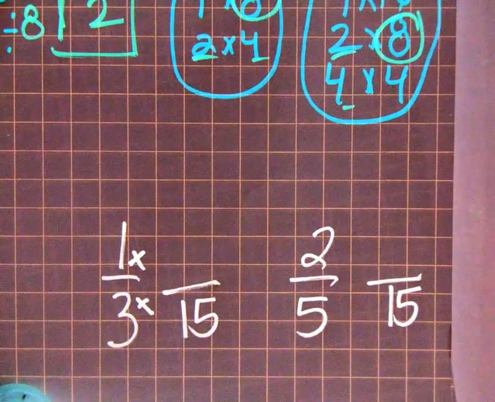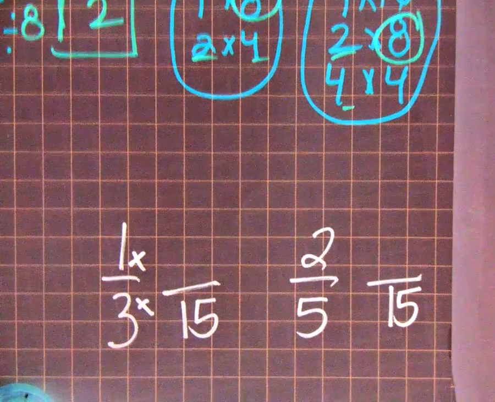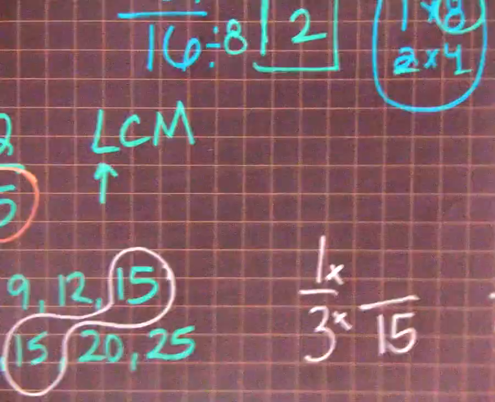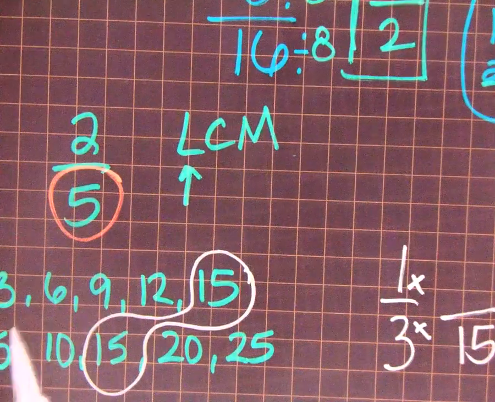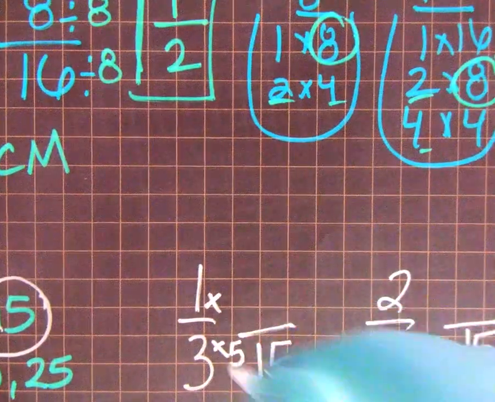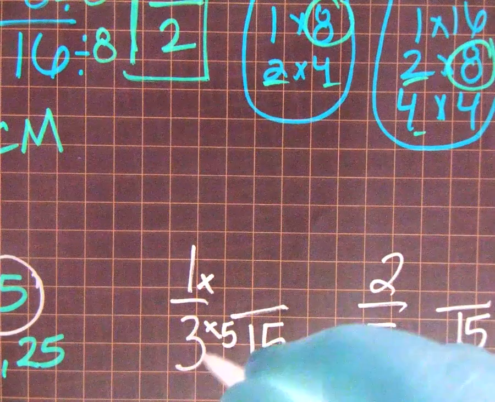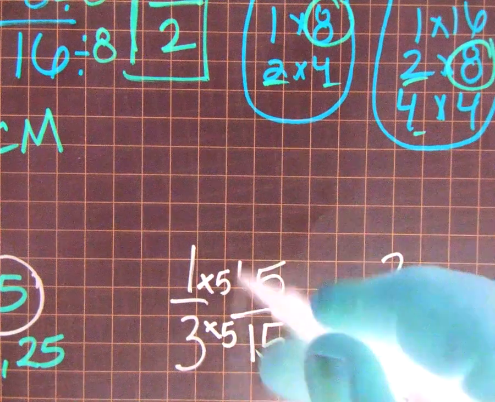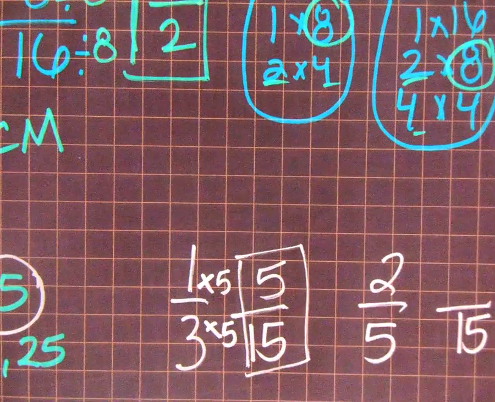And just a little hint, if you ever have a brain fart or you forgot how to multiply, you can come back and look. How many times did you skip count? 1, 2, 3, 4, 5. That means I multiplied 5 times. 3 times 5 is 15. 1 times 5 is 5. So here's my new fraction that has 15 as a denominator.